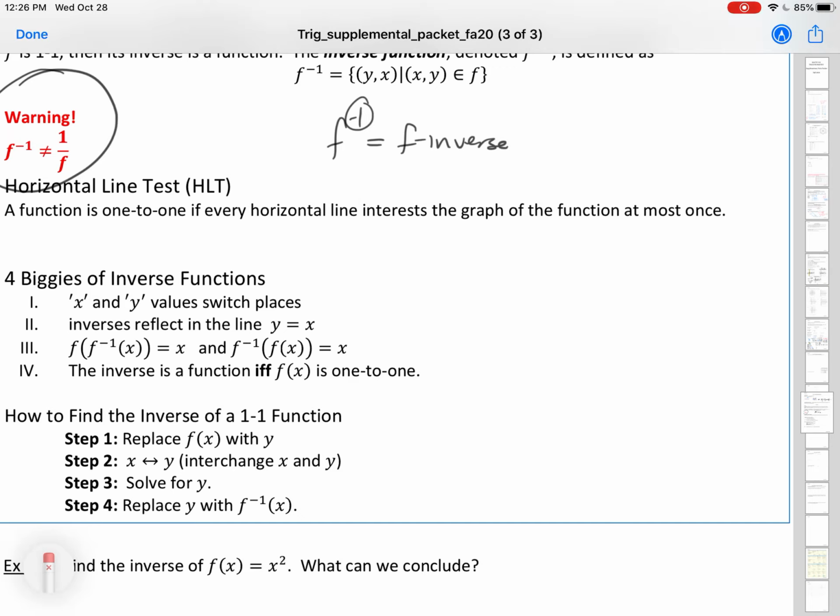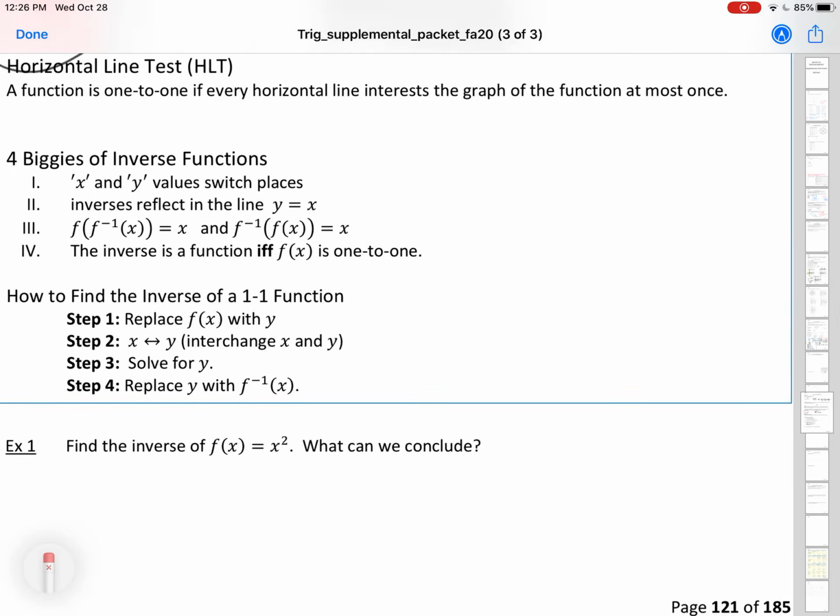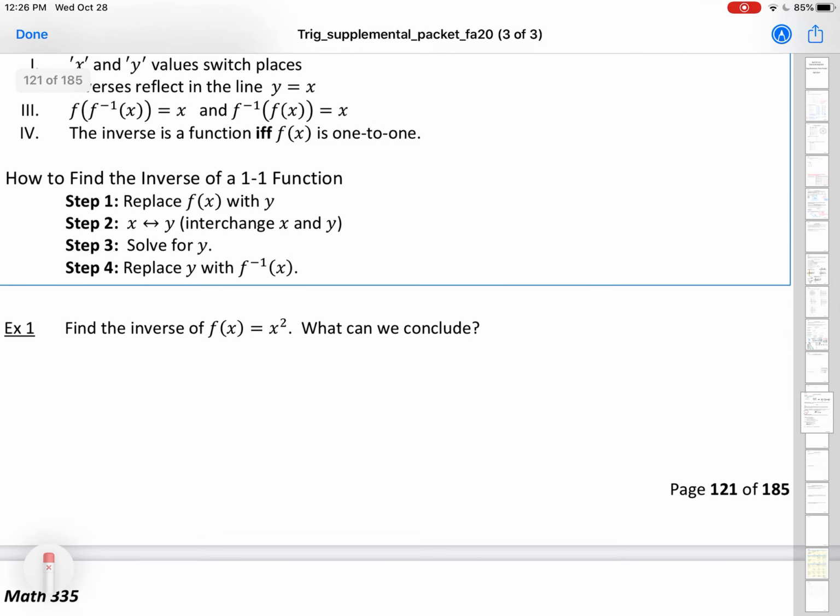So the four biggies of inverse functions: x and y values switch places. Inverses are reflections in the line y equals x. The functions undo one another. And the inverse function is a function if and only if f of x is one-to-one. And then they go through how to find the inverse.